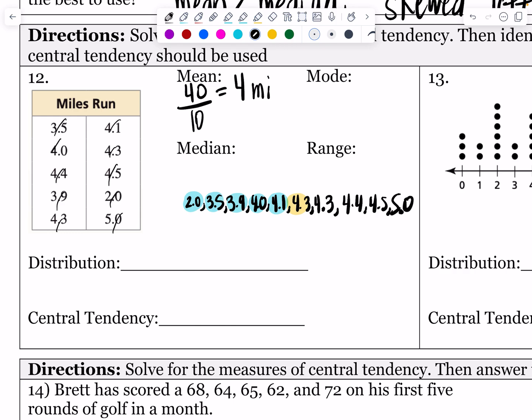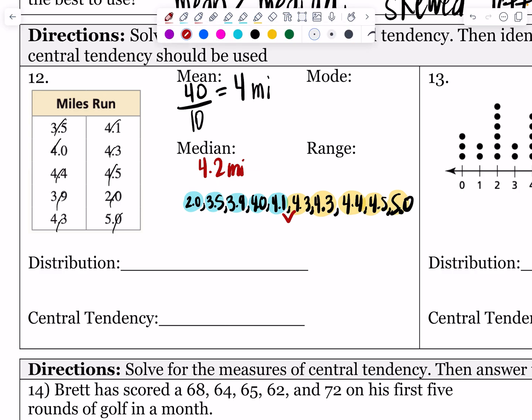There's our data. Okay, so then I have the 5 on the right. 1, 2, 3, 4, 5. And so both people are doing great. But there would be my median in between here. And so my median is going to be in between 4.1 and 4.3, which of course is going to be 4.2 miles.